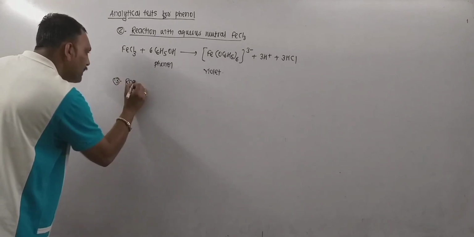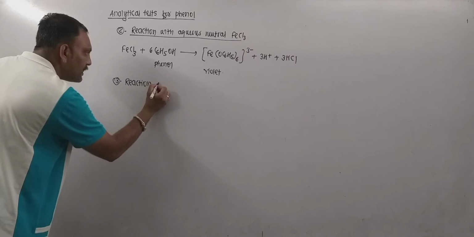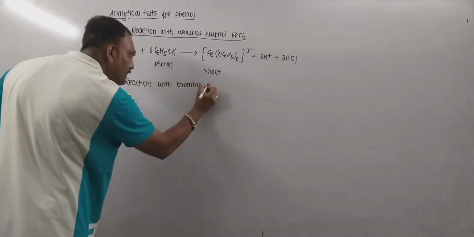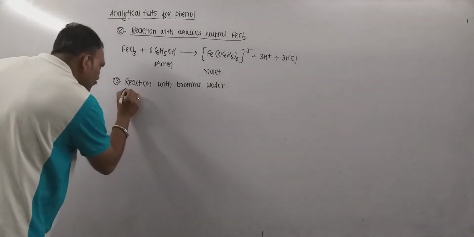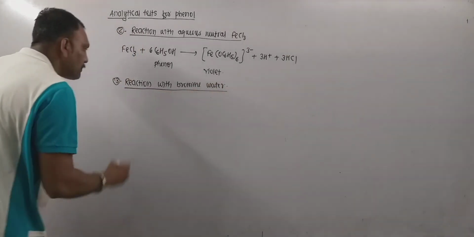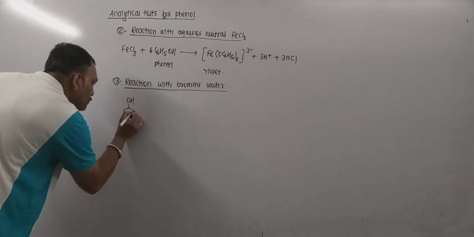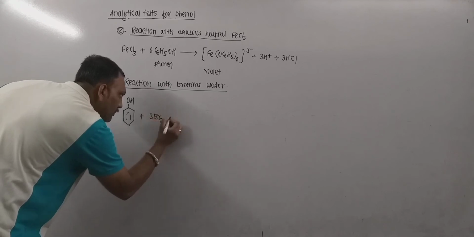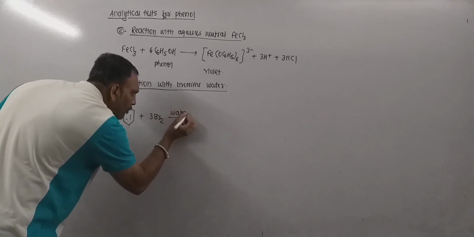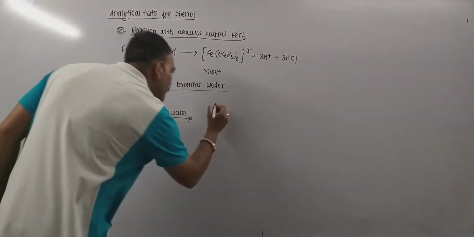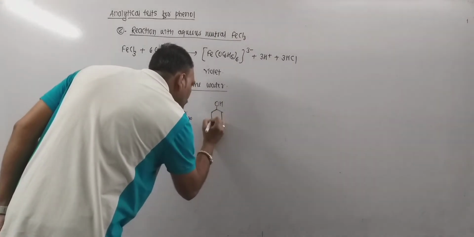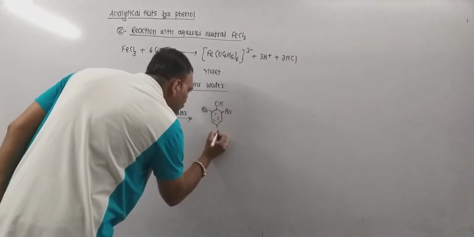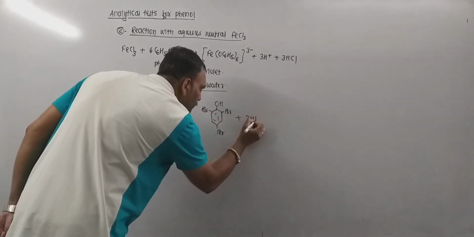And the third very important test for phenol is the reaction with bromine water. It is an electrophilic substitution reaction, remember. So when we treat phenol with bromine water, then ultimately 2,4,6-tribromophenol is obtained as a product. So remember, this is the product so obtained with the departure of HBr.